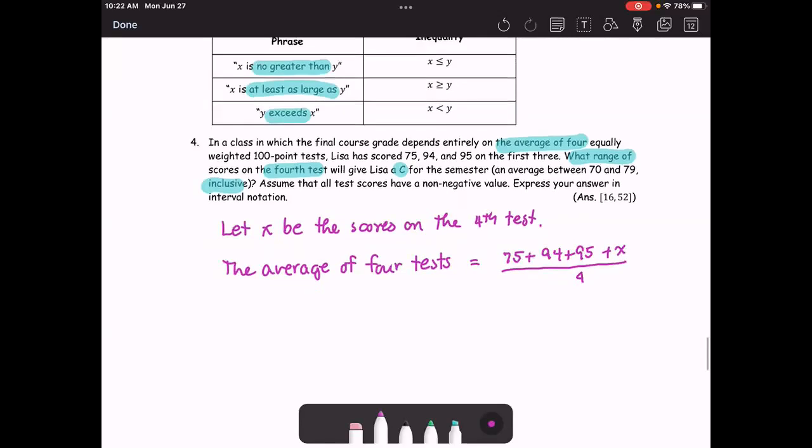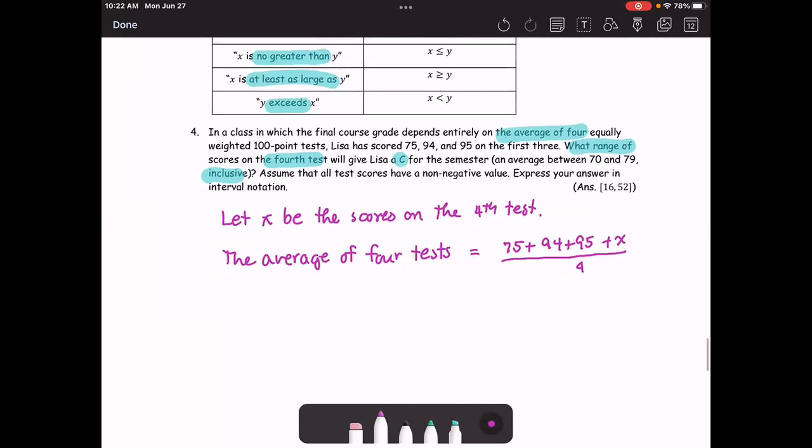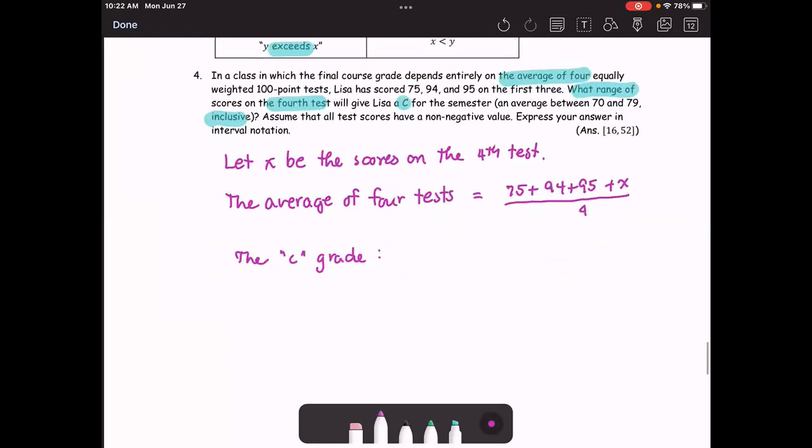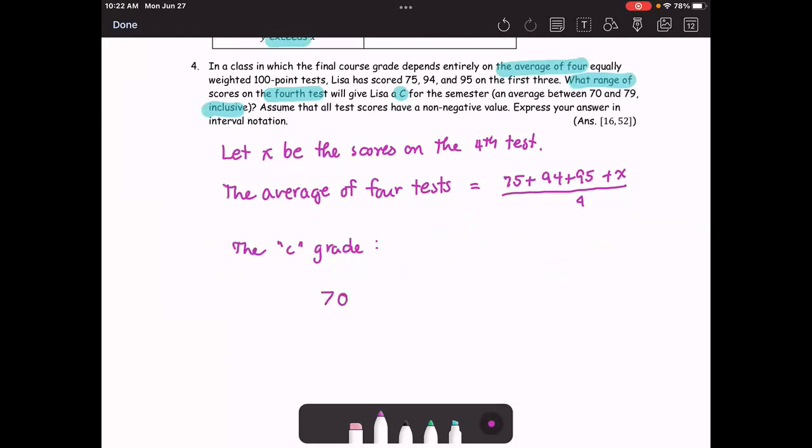And we're going to find the range of the scores that will give Lisa a C. The C grade will be in the range of 70 and 79 inclusive. That means including these two numbers. So the average will be the middle expression.